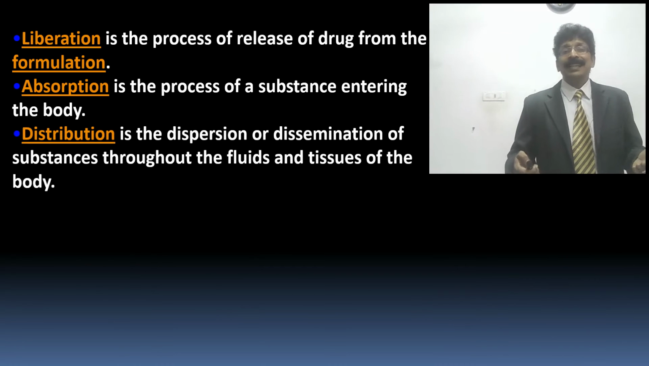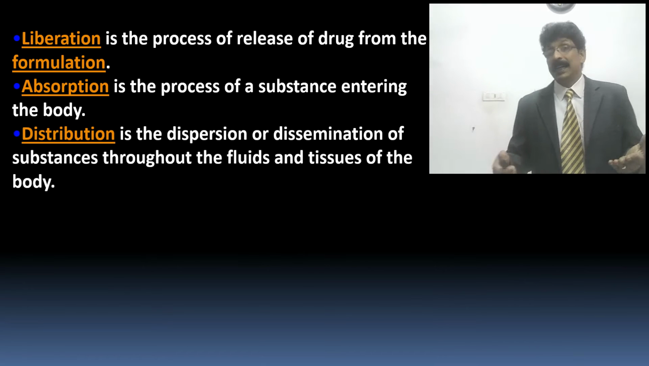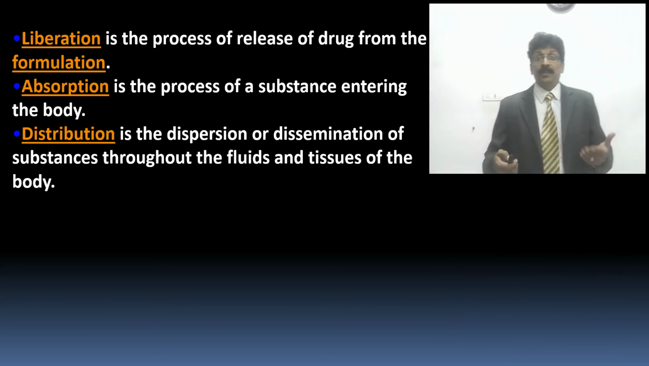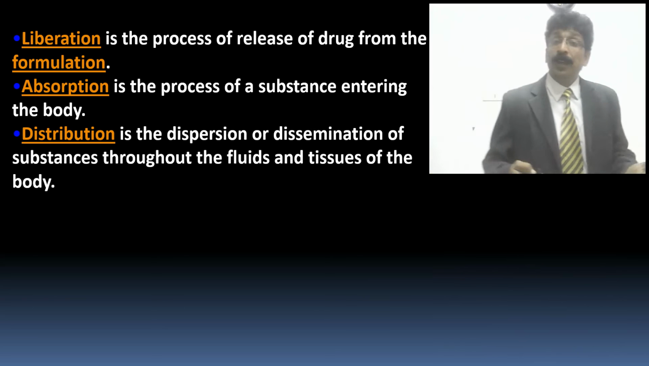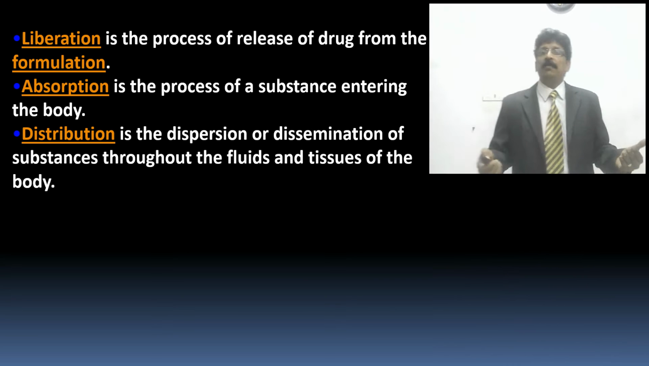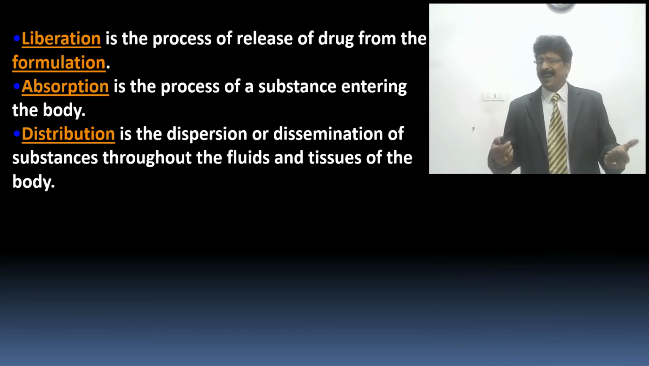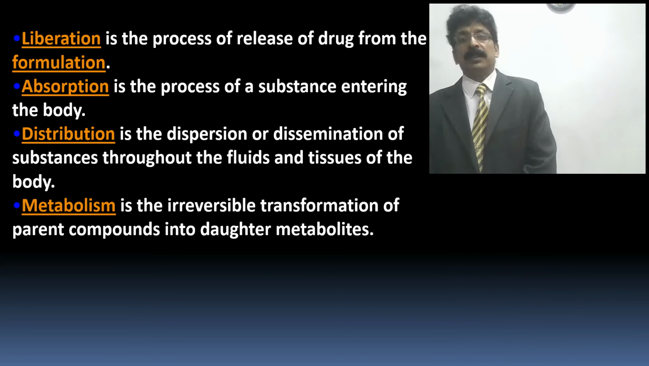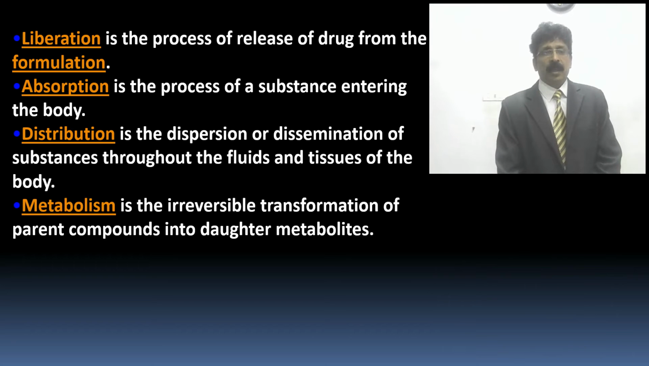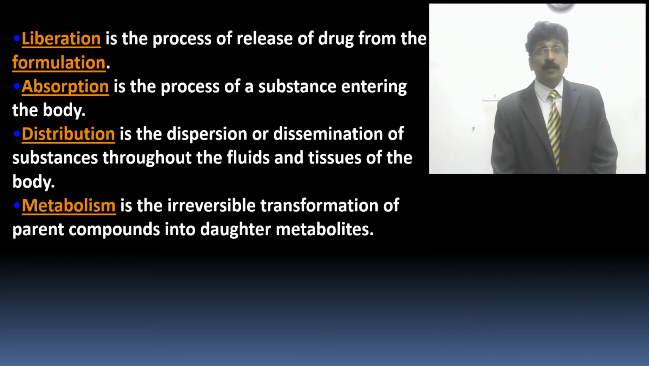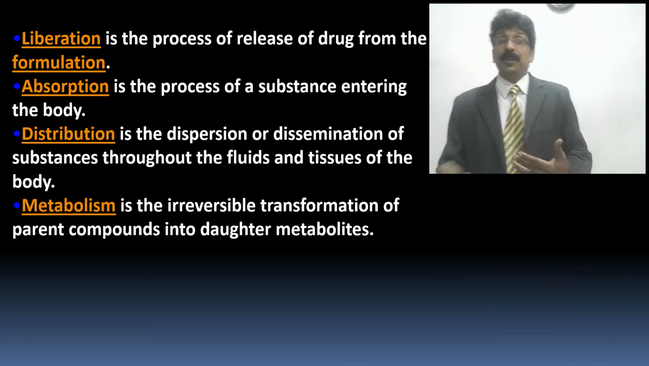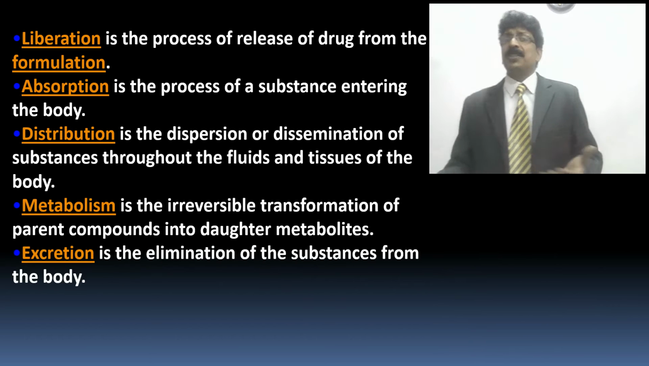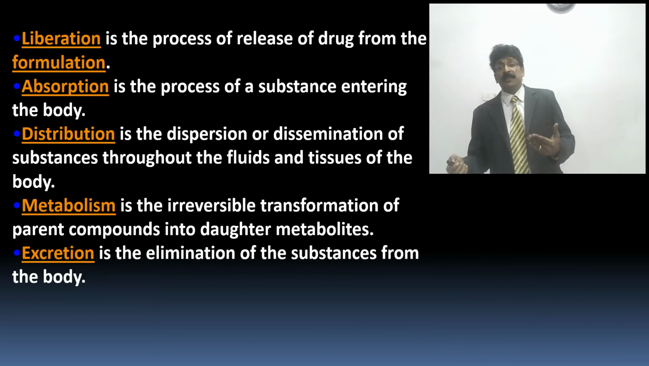Distribution is the dispersion or dissemination of the absorbed substances throughout the fluids and tissues of the body. The blood is one fluid, and apart from that, other fluids are also available in our body, like CSF. The drug has to enter the fluid circulating throughout, and distribution will take place according to the drug towards the site of action. Metabolism is the irreversible transformation, biotransformation, of the parent compound into daughter metabolites, and then comes elimination or excretion, which is the removal of the substances from the body.